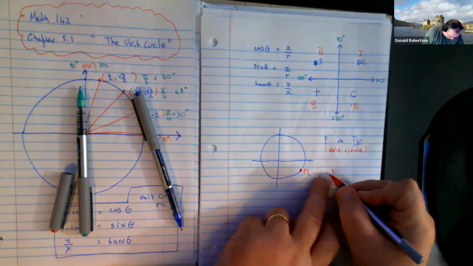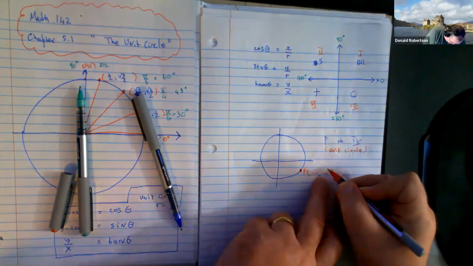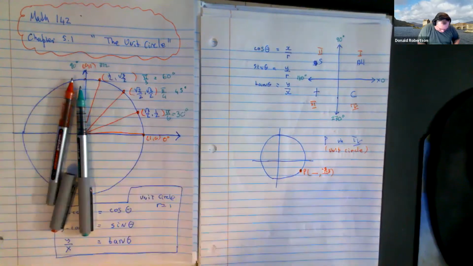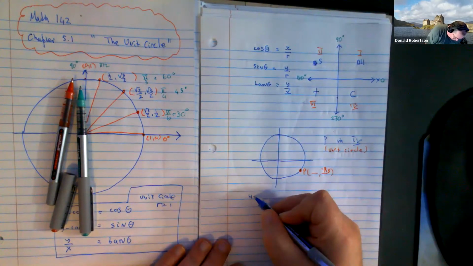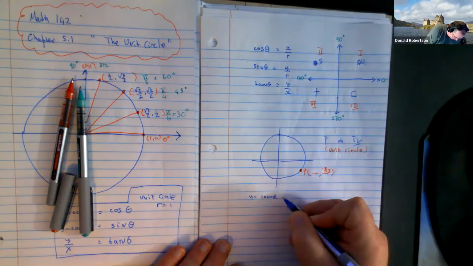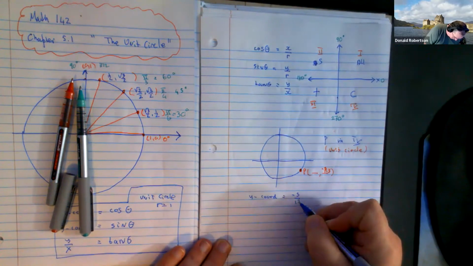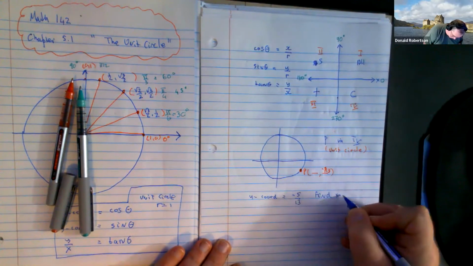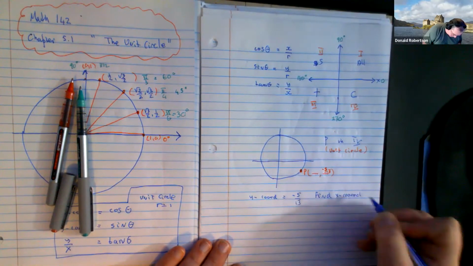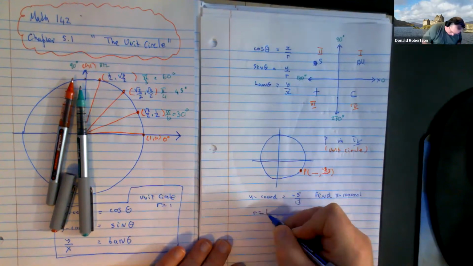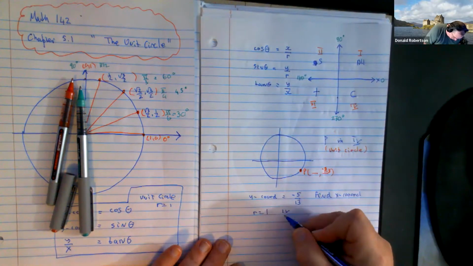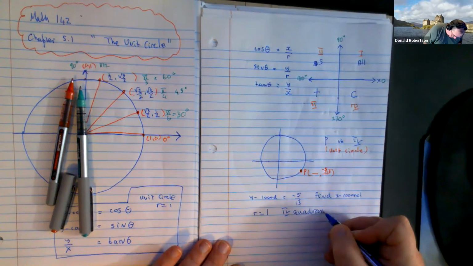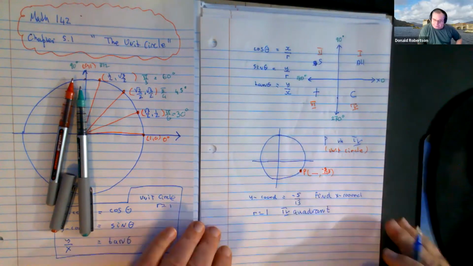What do you get told? You get told that this guy is -5/13. So I know the y coordinate is -5/13, and you're being asked to find the x coordinate. And you know it's a unit circle, so you know r is 1. And you also know it's in the 4th quadrant. So that's me just basically writing down everything that's going on here.